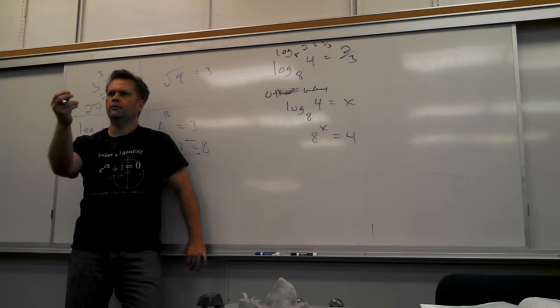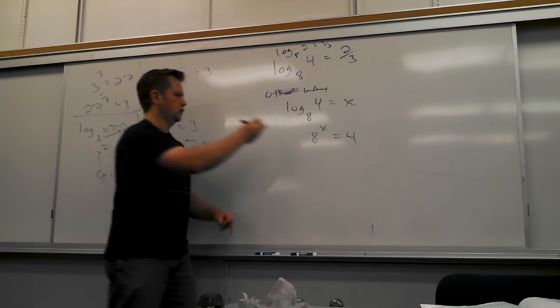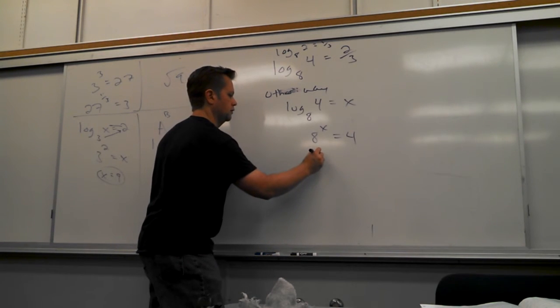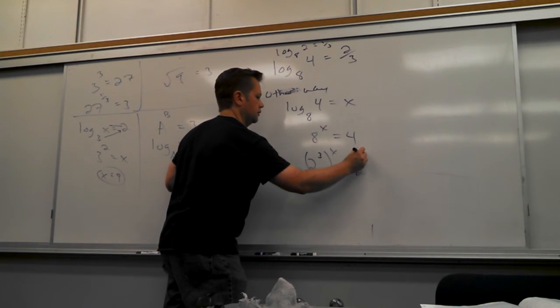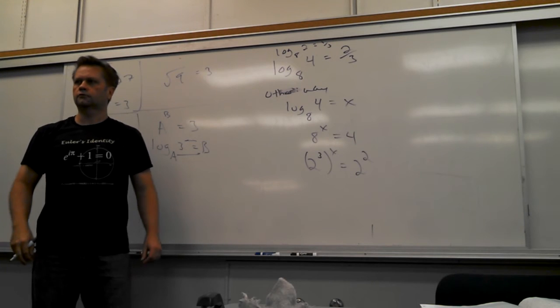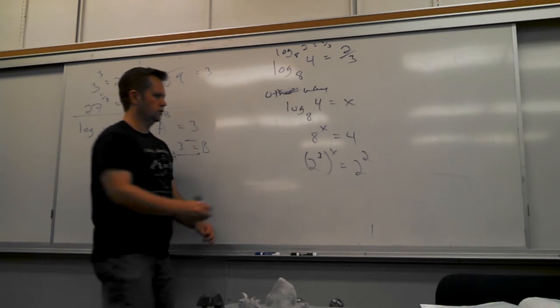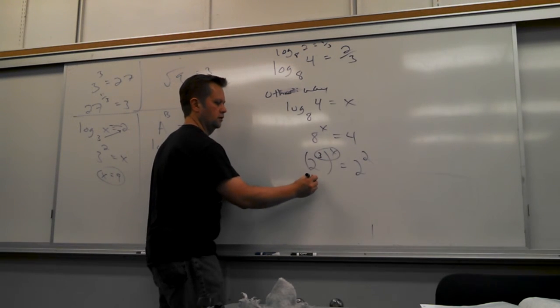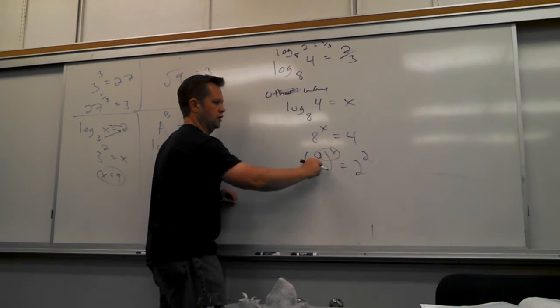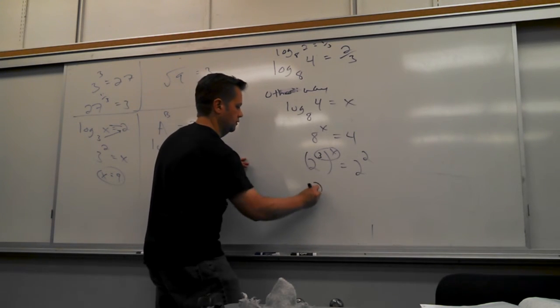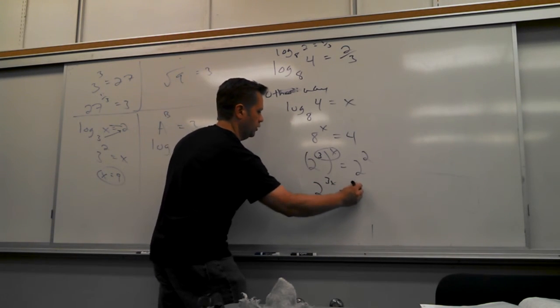They both have what in common? What base? 2. 8 is 2 to the third power, and 4 is 2 to the second power. You guys got it with me so far? So what do I do here? Powers. Well, what do I do with this? Multiply. So it'll be 2 to the 3x equals 2 squared.